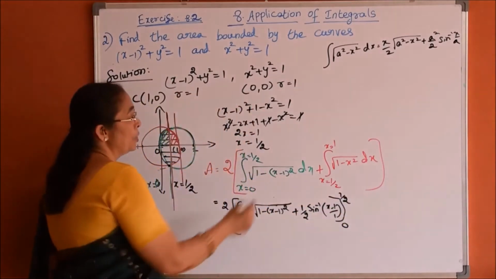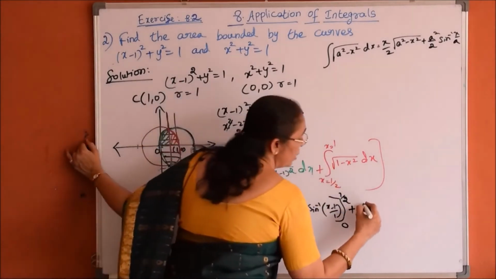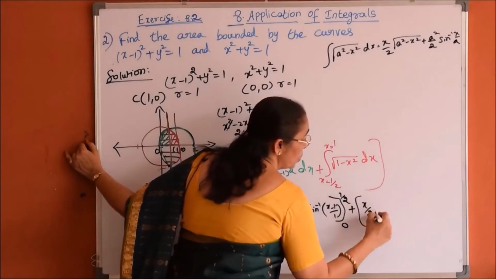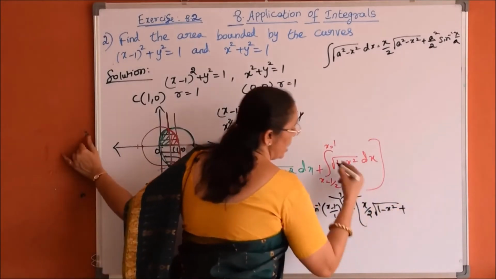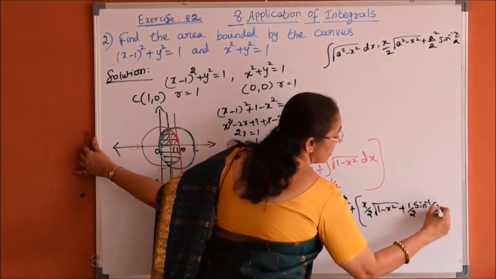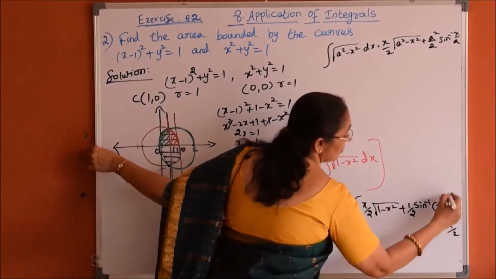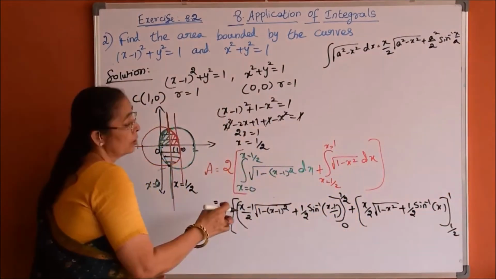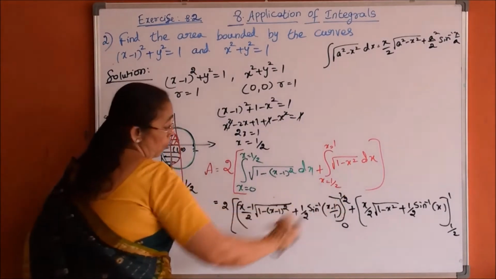Now coming to the second part, plus the same formula: x by 2 root over a square minus x square plus a square by 2, which is 1 by 2 sine inverse of x by a, and the limits are from half to 1. Fine. So now first multiply the 2 with all the terms inside.